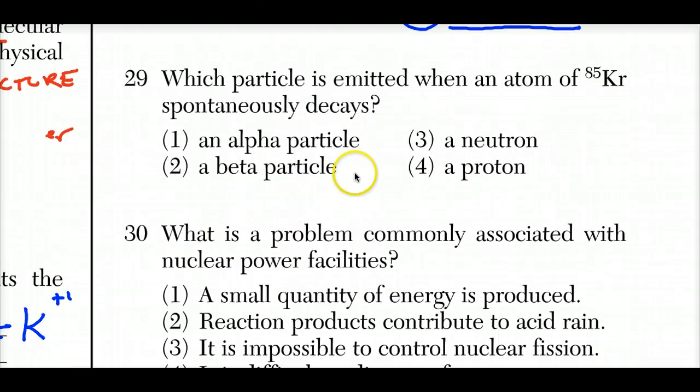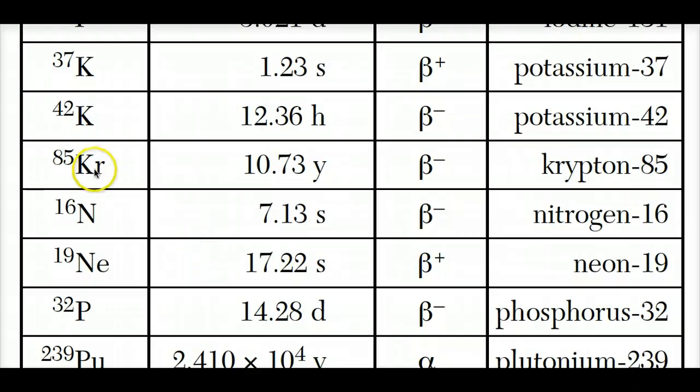Number 29, which particle is emitted when an atom of krypton 85 spontaneously decays. Now, spontaneously decays means it naturally undergoes some kind of natural transmutation. We want to find what particle it emits to become more stable. So we have to go to Table N, and that's our friend here. So here we are with Table N, and here's krypton 85. Here's its half-life. Here's its decay mode, which is a Greek beta sign with a negative. Now this is a beta particle.